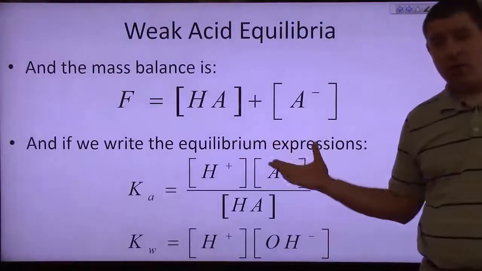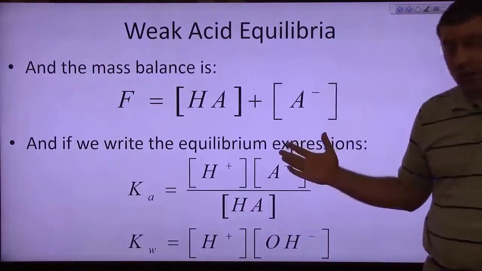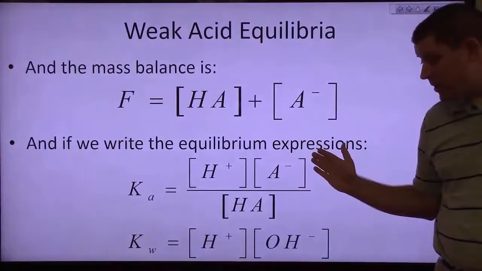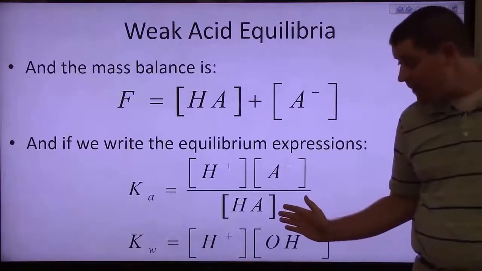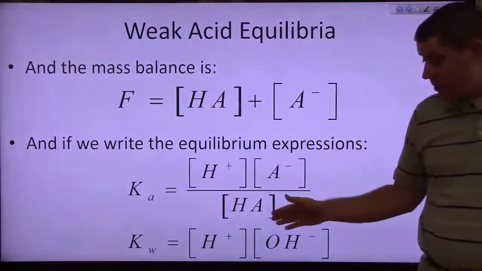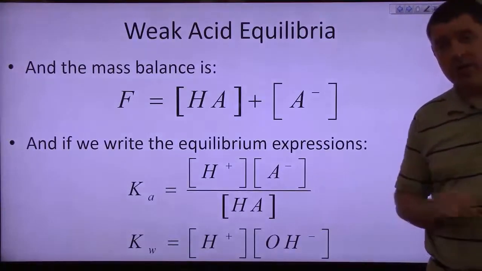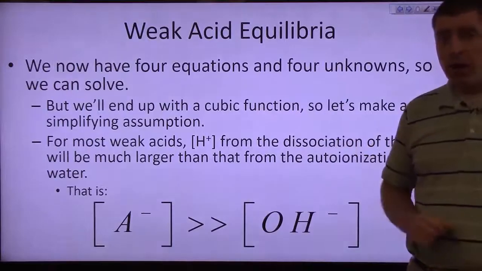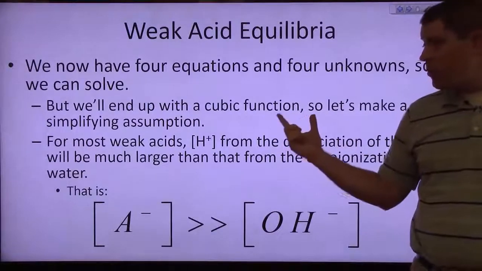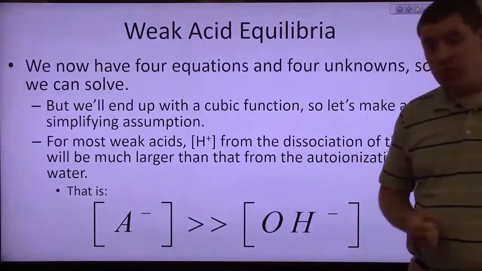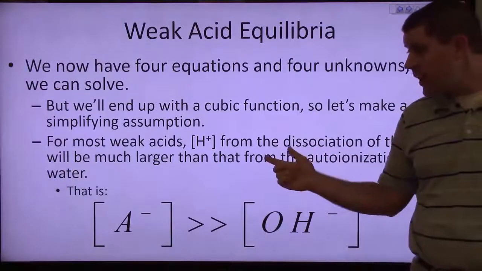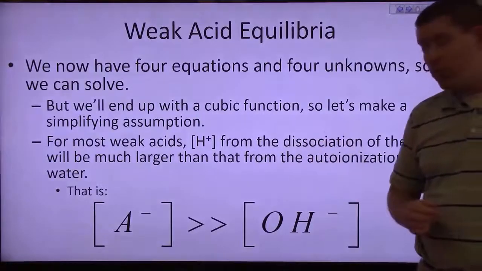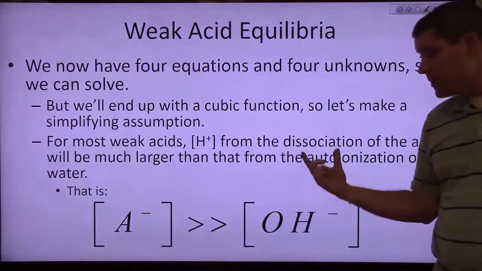And so now if we write the equilibrium expressions for our earlier equilibria, we get Ka is equal to the concentration of H plus times the concentration of A minus divided by the concentration of HA, and we get Kw is equal to the concentration of hydrogen ion times the concentration of hydroxide ion. So we now have 4 equations and 4 unknowns, so we can go ahead and solve. But we're going to end up with a cubic function here, so let's make a simplifying assumption. For most weak acids, the concentration of hydrogen ion from the dissociation of the acid will be much larger than that from the autoionization of water.